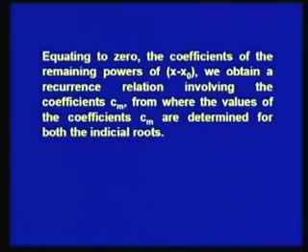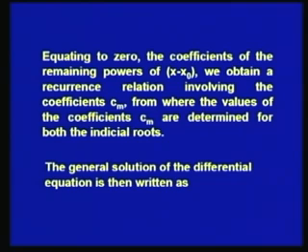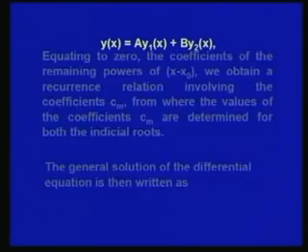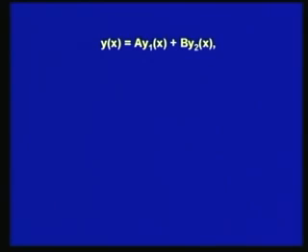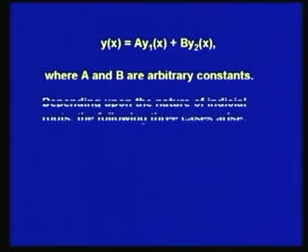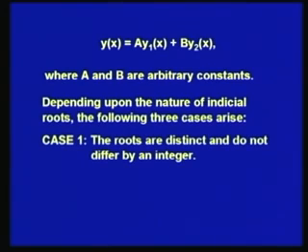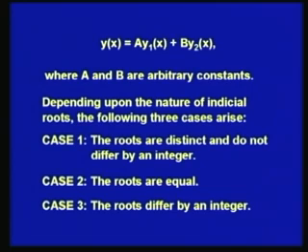Now let us equate to 0 the coefficients of remaining powers of (x minus x naught). They will give us a recurrence relation involving the coefficients Cm, from where we can determine the values of the coefficients Cm for both the indicial roots. Then the general solution of the differential equation is written as y(x) equal to a times y1(x) plus b times y2(x), where a and b are arbitrary constants. Now depending upon the nature of the indicial roots, the following three cases arise.